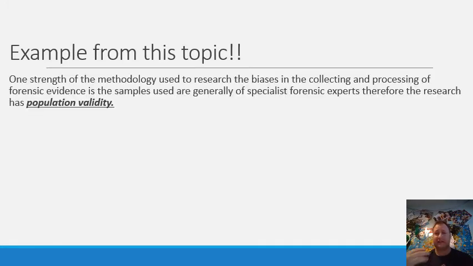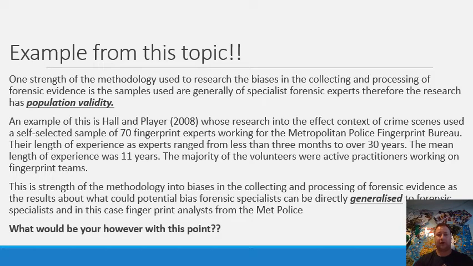So this is an example of a P paragraph, okay, that I've, as always, badly wrote on this topic. Okay, so I'm talking about the methodology. I'm saying the sample's good. Okay, because in Hall and Player, for example, you said 17 Met Police fingerprints, which is good. Okay, and then at the end, this is a strength to methodology into biases and collecting and processing of forensic evidence as results about what could potential bias forensic specialists could be directly generalized to forensic specialists because they used them. Okay, so that's my P.